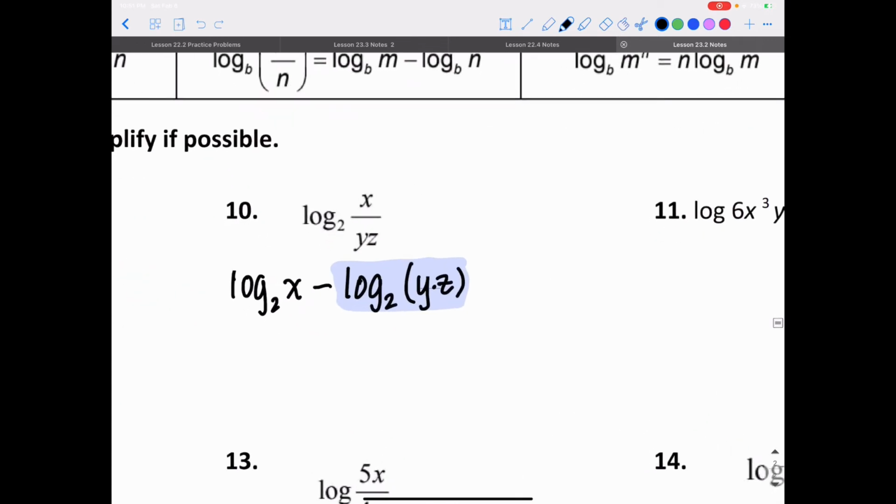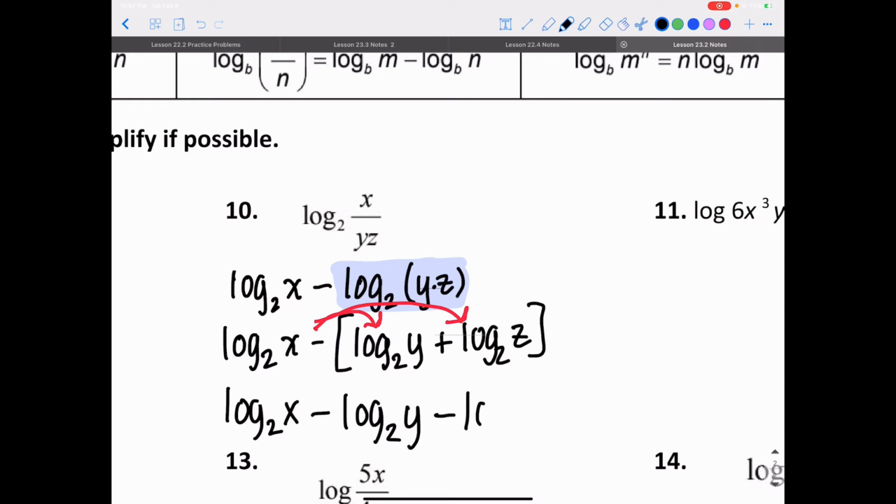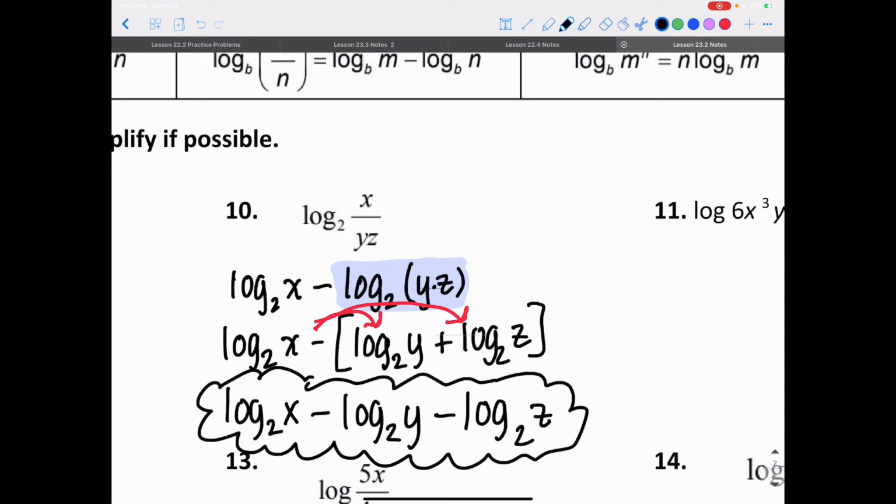I'm going to take log base 2 of x, and I'm going to subtract. I'm going to put this in parentheses, so I know to distribute the negative: log base 2 of y plus log base 2 of z. And I know I have to distribute this negative to both of these logarithms. So when I simplify this all the way, I have log base 2 of x minus log base 2 of y minus log base 2 of z. Don't write plus log base 2 of z. Make sure you distribute that negative, and that's my expanded form.